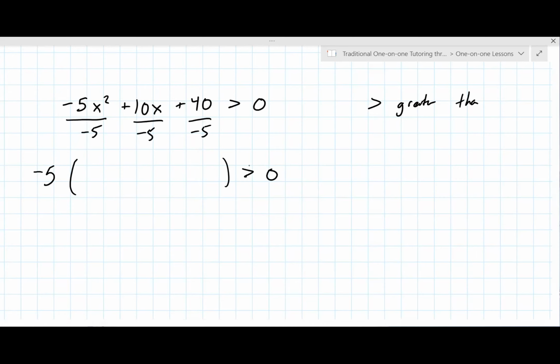Right there, it's x squared, good, plus minus 2x, minus 8. Minus 8, perfect. All right, so now you have to find two numbers that multiply to minus 8, but they add to minus 2.